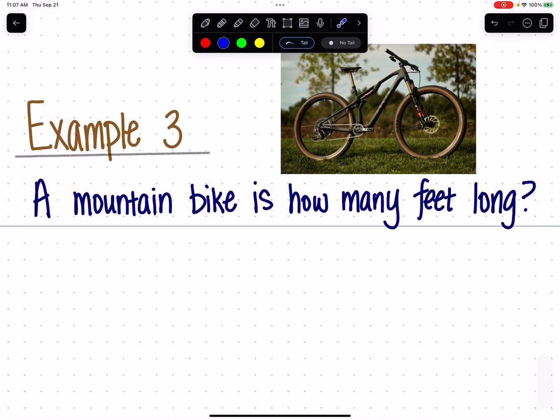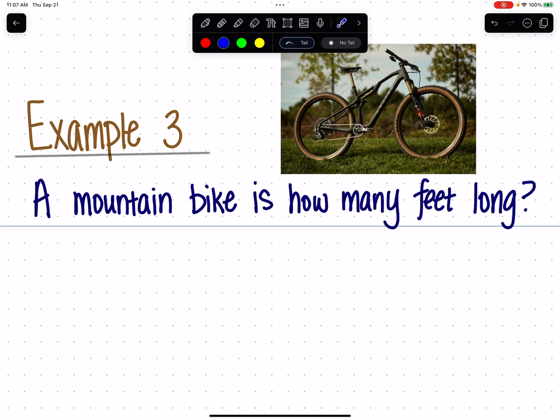A mountain bike is how many feet long? And in this one, they just want to make sure that you have a good sense of how long that is supposed to be. Because if you do a problem and you get an answer and the answer is like 50 feet, you should be kind of scratching your head like, that doesn't make sense that a mountain bike is 50 feet long.